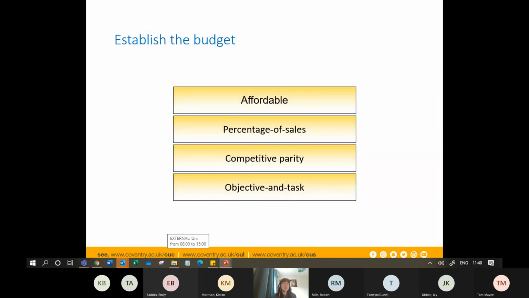So when it comes to promotions, we want to make sure that we've got a budget that's affordable. We can do this by having a budget that's a percentage of turnover, so if we've got a certain turnover and we're putting 25% of it on, I'm just so sorry about this, just 1 second.